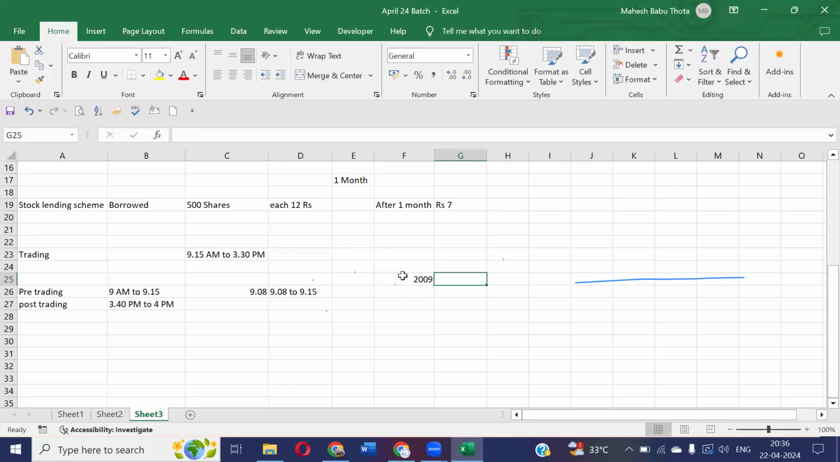Any idea why we have these sessions, pre-trading and post-trading sessions? Any idea? You know which country's stock market opens first across the world? Singapore? No. Indian market only, I think.